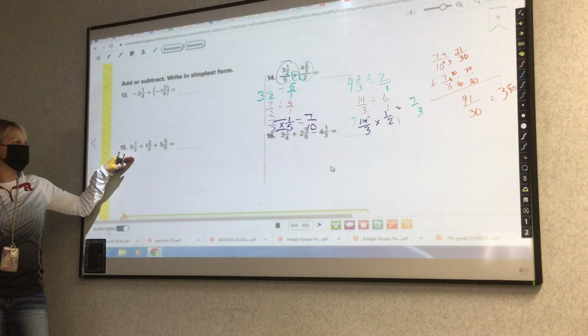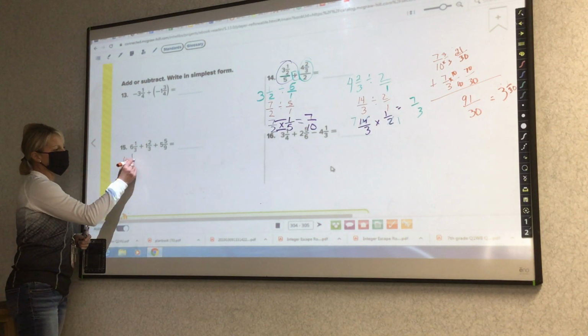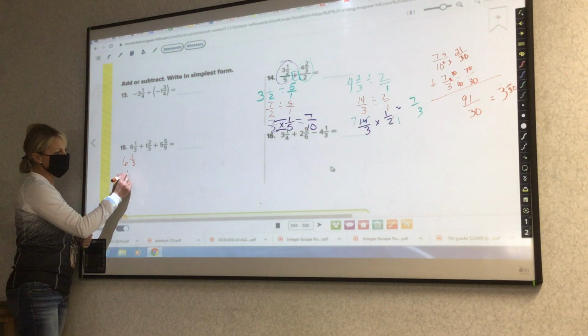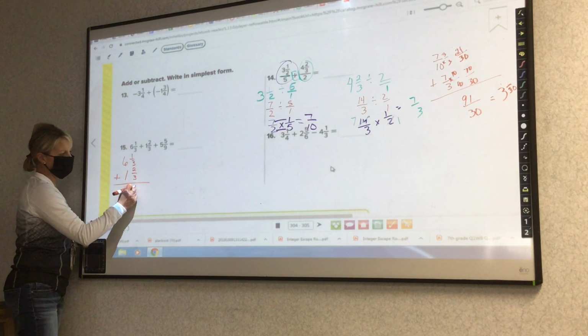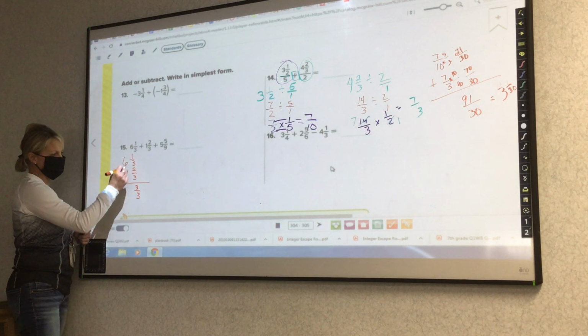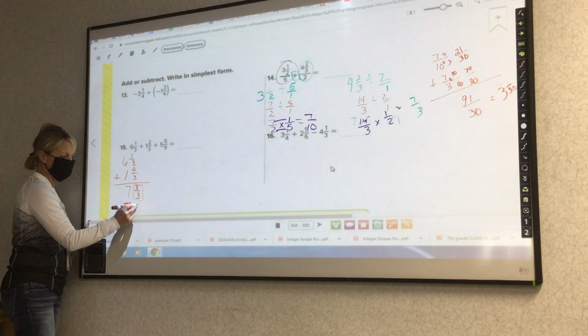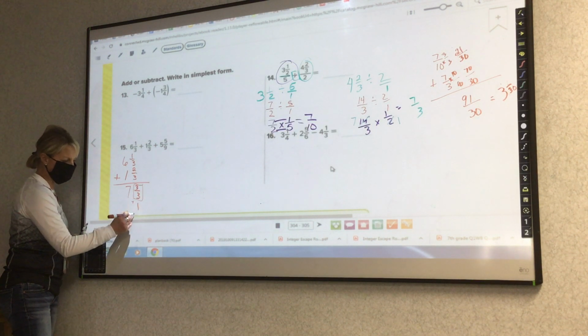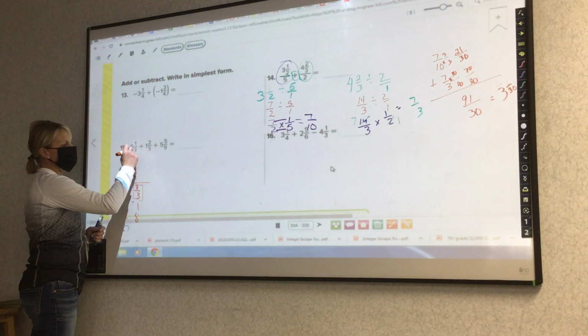So can I add 6 1/3 and 1 2/3? Yes. So I'm gonna write that up and down. 6 1/3 plus 1 2/3. Common denominator. So I have 3/3 and 6 plus 1 makes 7. But 3/3 is really one whole. So we add those together and it's 8. So now those are done.